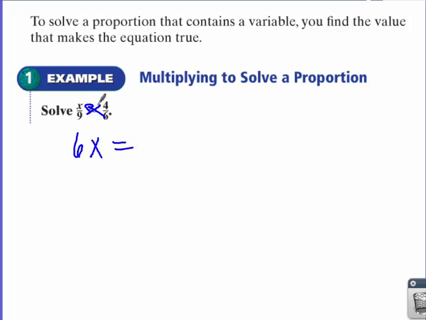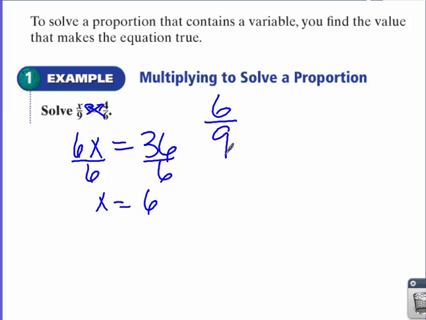We're going to do the same thing to the other two. 9 times 4 gives us 36. Now what you'll find is that when you do that, you're left with an equation, just a simple one-step equation. So here I have a multiply by 6. So how do we get rid of that? We divide by 6. And we end up with x is equal to, well, 36 divided by 6 is 6. So the value that I could plug into this x to make these two ratios true is a 6.